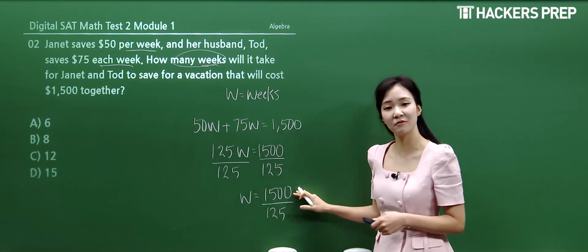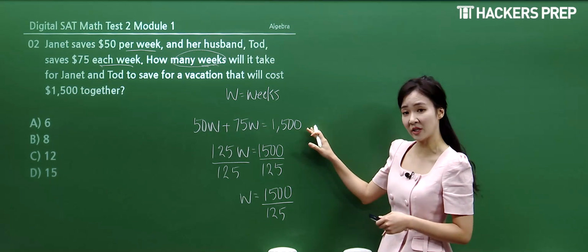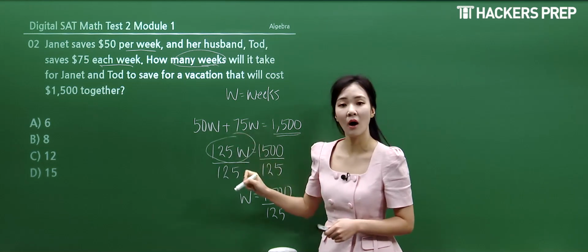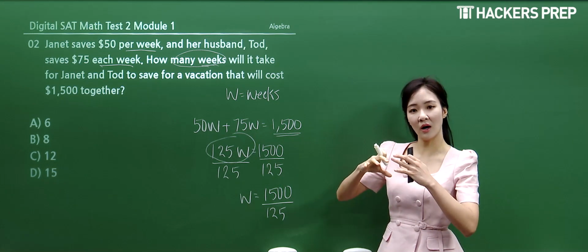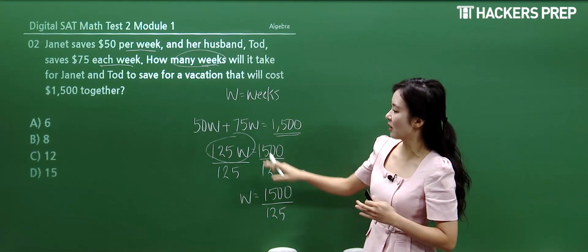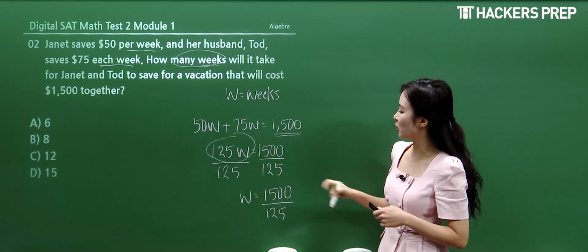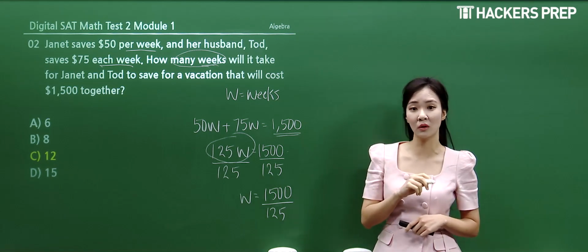So before I simplify this down, make sure that you understand this equation. In this case, that's the total, and that is going to be the sum of both Janet and Todd's money that they earn every week. With that, all we have to do is mathematically find 1,500 over 125, and that is going to equal 12.